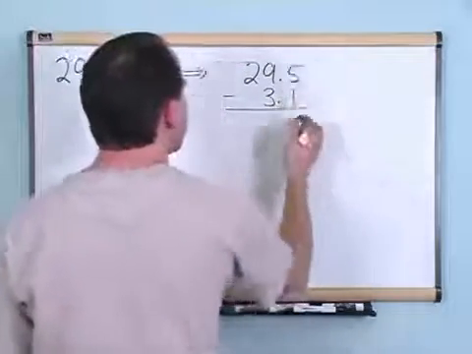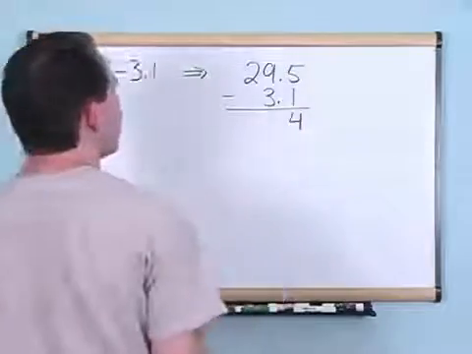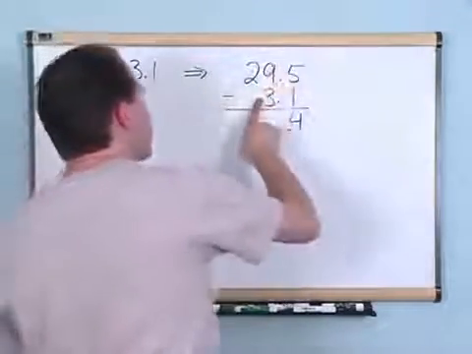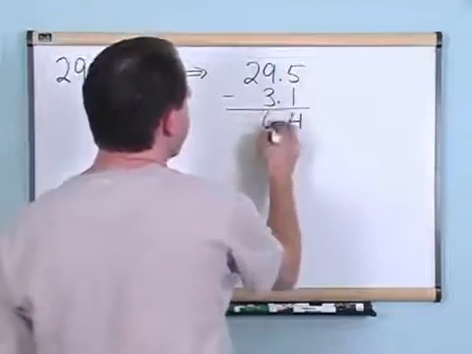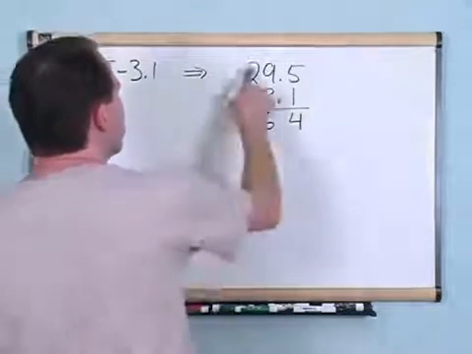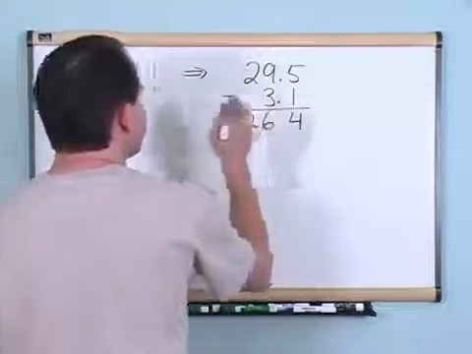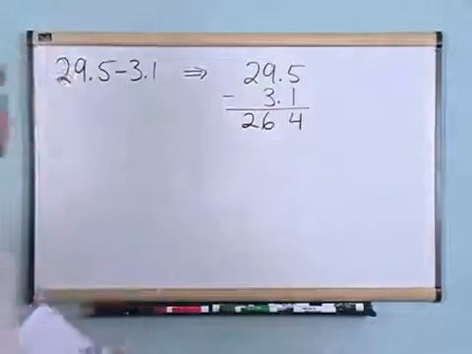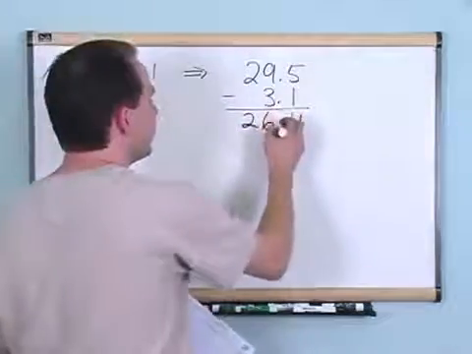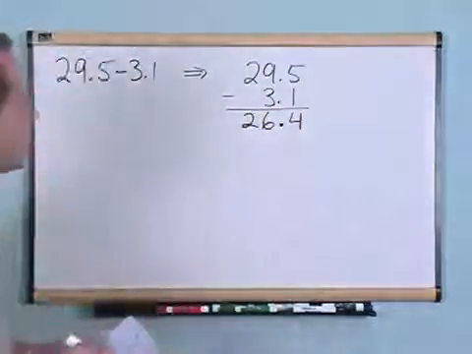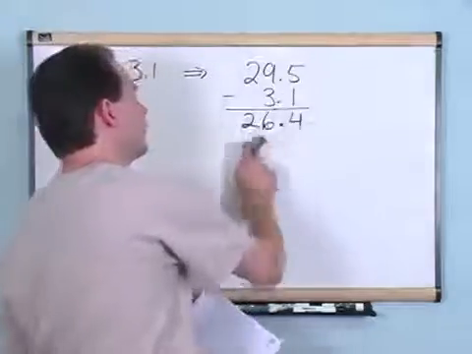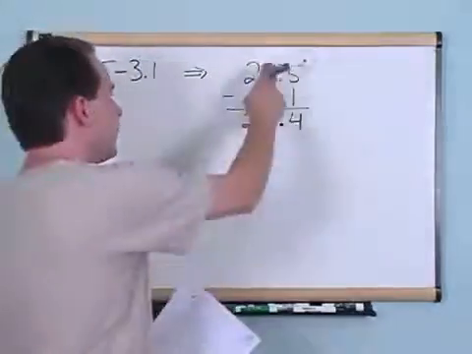5 minus 1 gives me 4. 9 minus 3 is going to give you 6. And 2 minus 0 is going to give you 2. And just like before, you take this decimal point, you drag it down, and you put it in between. So you have 29.5 minus 3.1 gives you 26.4. And you just take that decimal point and you drag it down.